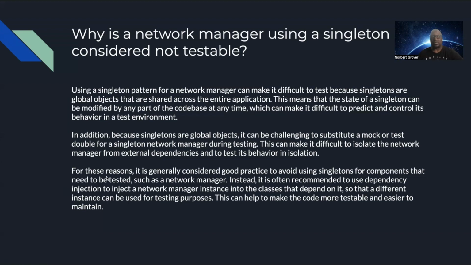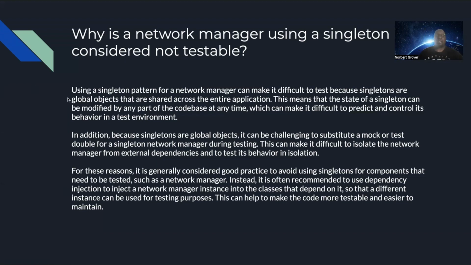For these reasons, it is generally considered good practice to avoid using singletons for components that need to be tested, such as a network manager. Instead, it is often recommended to use dependency injection to inject the network manager instance into a class that depends on it, so that a different instance can be used for testing purposes. This can help to make the code more testable and easier to maintain.